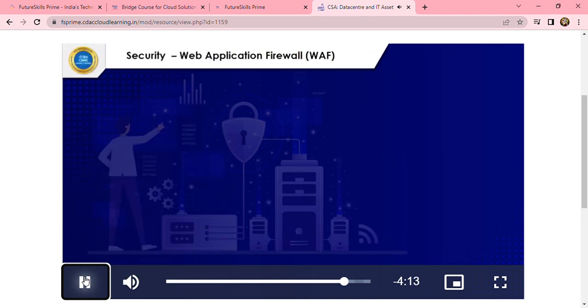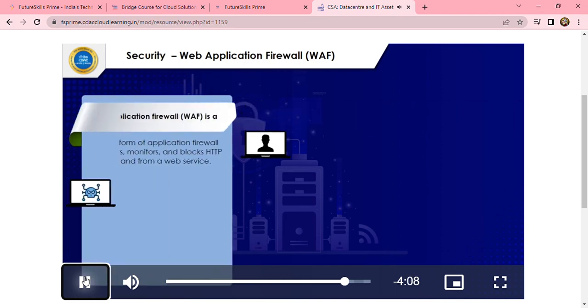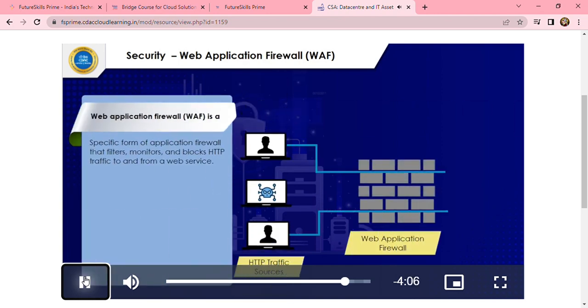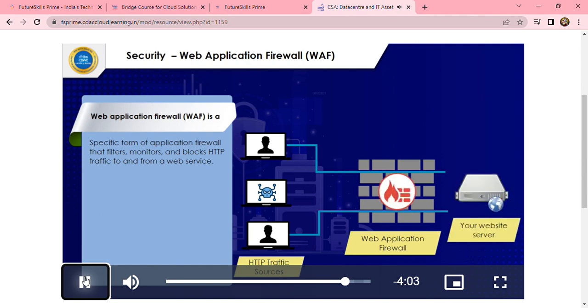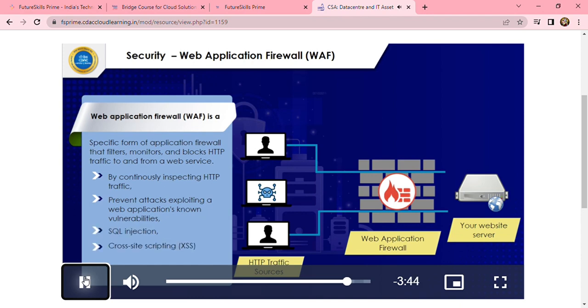Security, Web Application Firewall (WAF). A Web Application Firewall (WAF) is a specific form of application firewall that filters, monitors, and blocks HTTP traffic to and from a web service. By continuously inspecting HTTP traffic, it can prevent attacks exploiting a web application's known vulnerabilities, such as SQL injection, cross-site scripting, XSS, file inclusion, and incorrect system configuration.